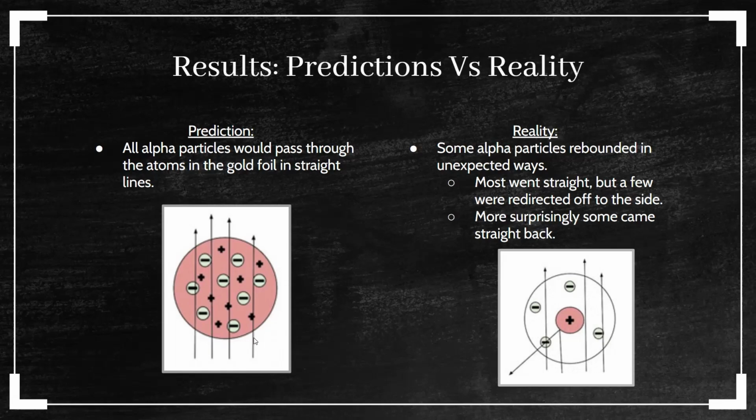So again, that left side is what we expected to happen. The right-hand side shows what really did start happening. Whenever he finished this experiment, Rutherford was shocked. He said it was like firing a cannonball at a tissue paper and having it bounce back at you. It was extremely unexpected.